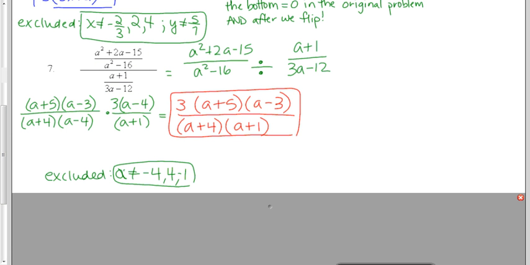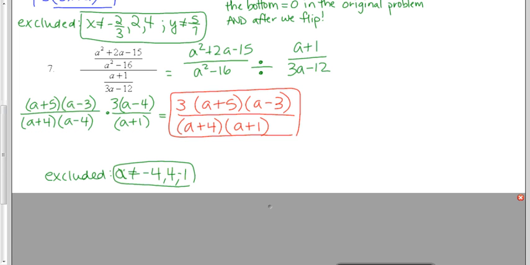All right, so on number 7, I started out, I factored each of the problems. That made me have excluded values at a equals negative 4 from that one, a equals positive 4 from that one, a equals negative 1 from that one, and going back up to the original one, this one used to be on the bottom, so that was another a equals 4.